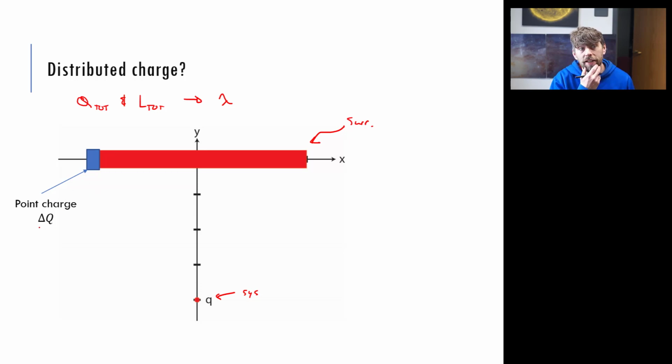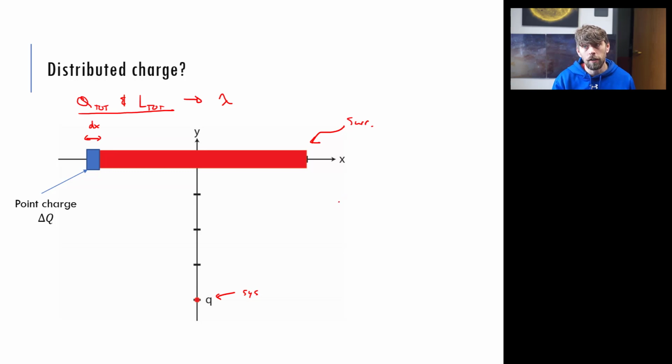Now, I've labeled it as a delta Q. But how can we relate the amount of charge in this tiny little segment, which I will call dx, to Q total and L total? Well, we have an idea. Remember, because there is a constant of proportionality between the length that we've chosen and the amount of charge, we can calculate out everything that we need. Now, that constant of proportionality, again, is lambda.